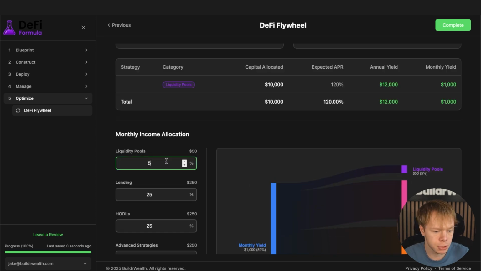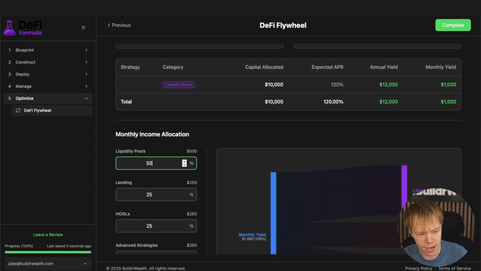So I might take 50% of that $1,000 and put it right back in liquidity pools. This would be a good scenario if I want to make more income. But again, we are taking on more risk by putting just 50% in liquidity pools. And the reason why is because liquidity pools have divergence loss. A lot of the times, if my portfolio is balanced, like we spoke about in the first video, I'm going to allocate this income towards hodls.